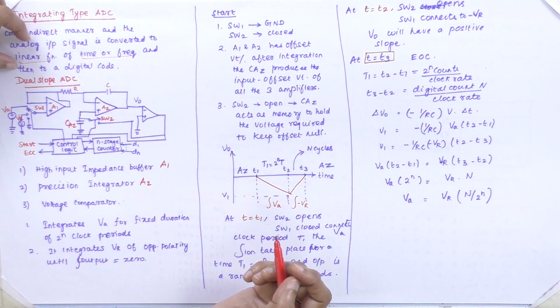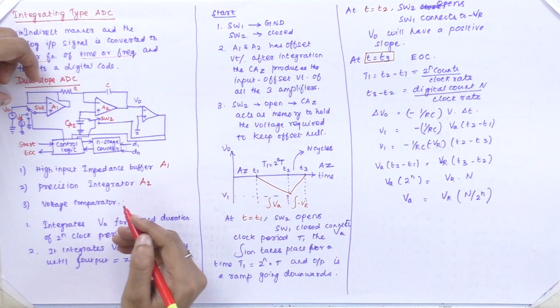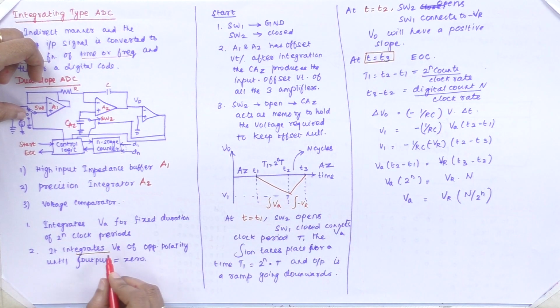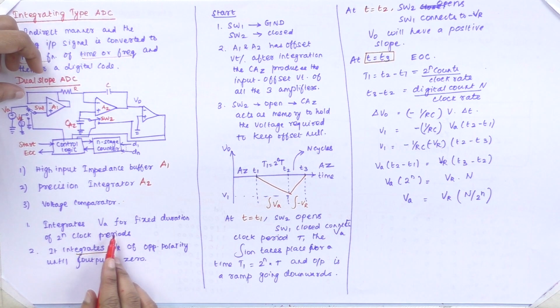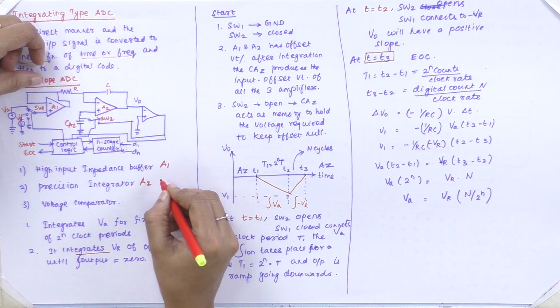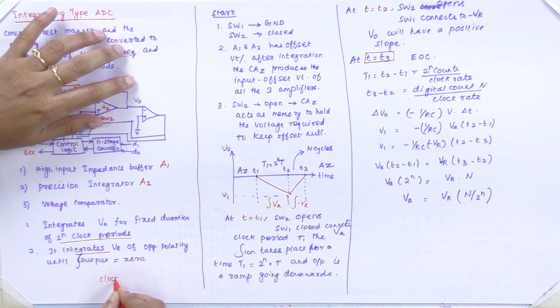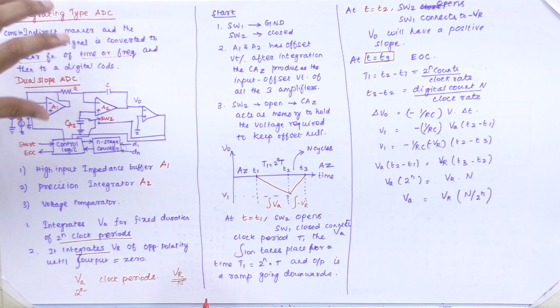So here is the integration. At the inverting terminal, the input analog signal VA is applied, along with the reference signal, which is of opposite polarity. The concept behind this ADC is that we integrate VA for a fixed duration of 2 power n clock periods, and then VR is used for n clock periods, that is, n clock signals.